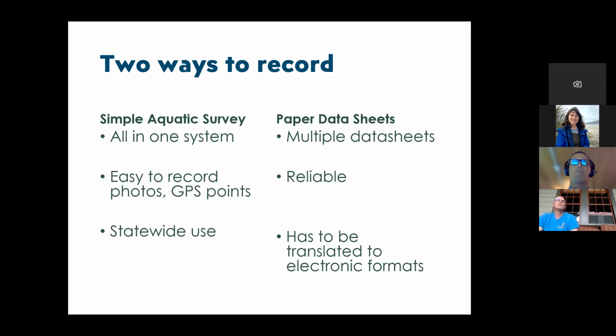Okay, so the two ways to record are the simple aquatic survey and the paper data sheets. The simple aquatic survey is an all-in-one system. It's one form on an app that you use. It's very easy to record photos and GPS points, and it is part of a statewide use as part of our IMAP Invasives program. So you're doing the same thing that people all across the state are doing.